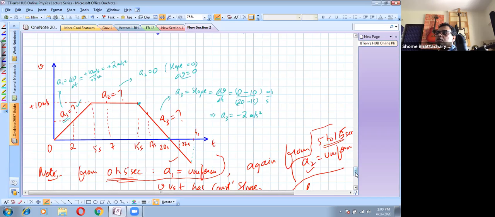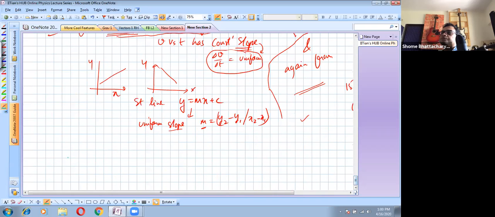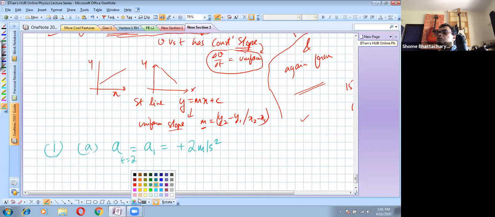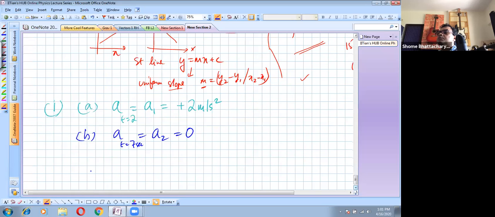You understood it? So coming to the first part, you can see here that the A part, the acceleration at t equal to 2 seconds is nothing but A1 in my diagram, which is plus 2 meters per second square. With proper algebraic sign, it should be written as plus 2. Similarly, the acceleration at t equal to 7 seconds is A2, which is in fact 0. Whereas both the C and D part will give me the same thing.